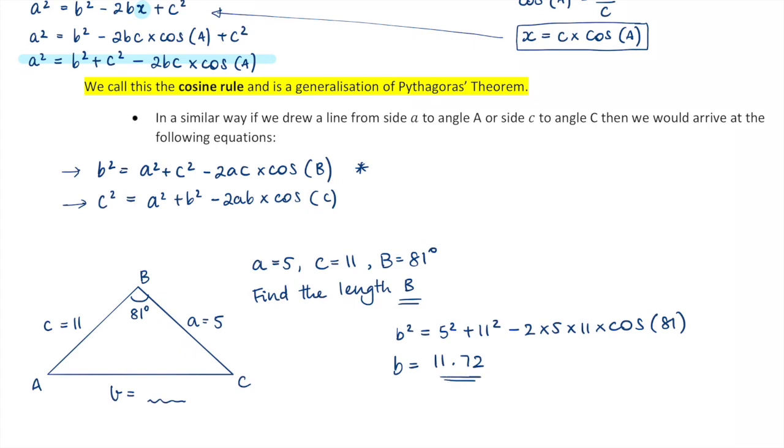So that's how we can use the cosine rule to help us find the length of the unknown. As you can see here, we do need the angle that's between the two lengths, so we needed this angle here. So just make sure that you do have it if you are looking to use the cosine rule.